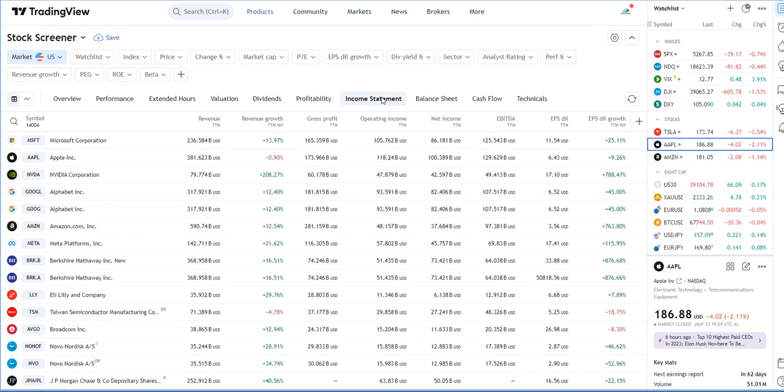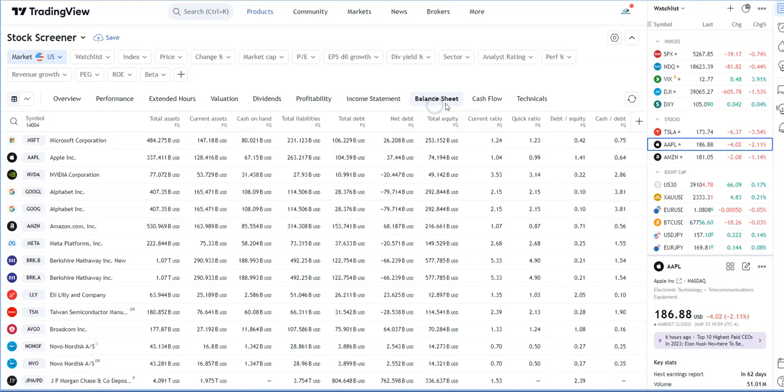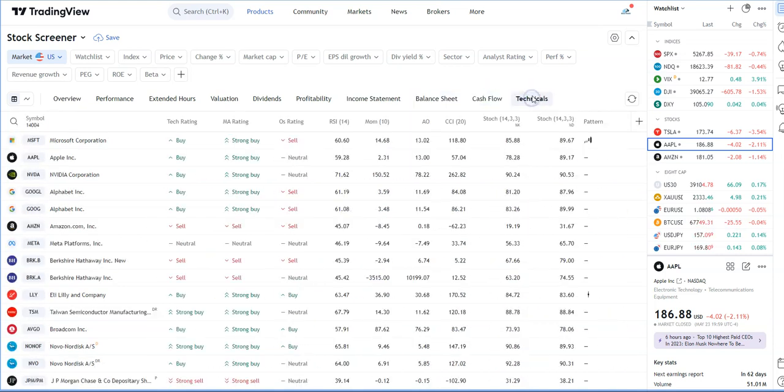This is like us looking at Forex Factory, where we're reading the news on the economy, but here we're reading the news on each stock: the balance sheets, cash flow, technicals. These are all the things that you're going to need if you want the news for stocks. So we have it right here. And that's another thing that I really love about this company.